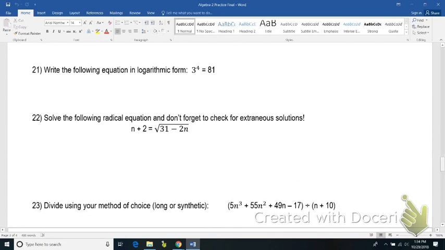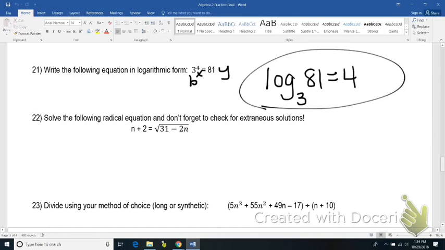21 doesn't take much time at all. This is just b to the x equals y. So to go to log form, always put the base a little bit beneath it. The y should be even with the word log, and then the exponent is what you always set it equal to. That is also on your reference sheet. So don't forget, as long as you can use that reference sheet, go back and forth between them.